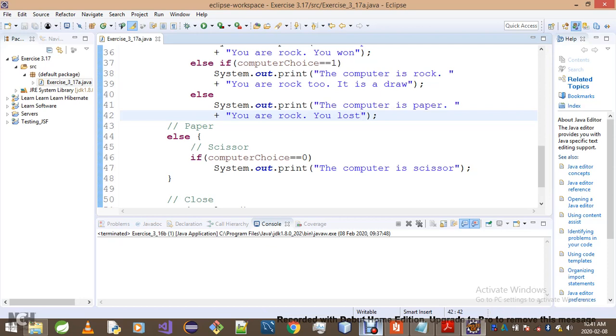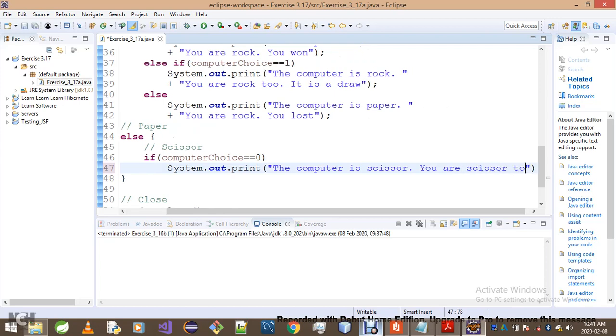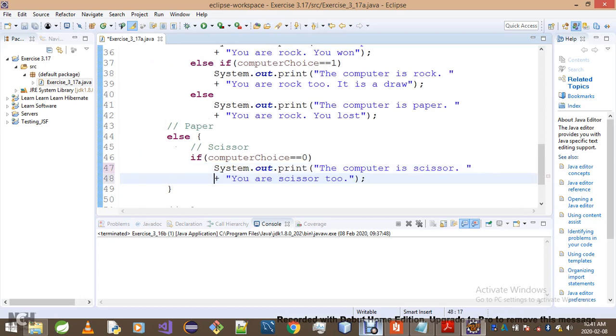Okay, so this is our last case now. The computer is Caesar. So what do you want to say here? The computer is Caesar, you are Caesar too, so it is a draw. I don't know why I missed this thing. You see, this is what happens. I really mess up with straightforward problems.